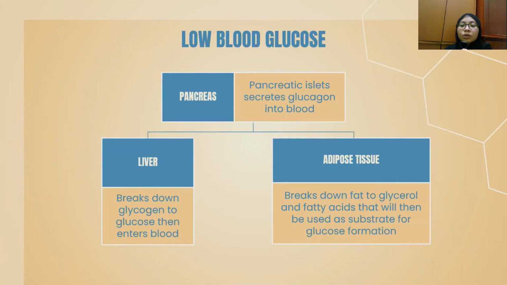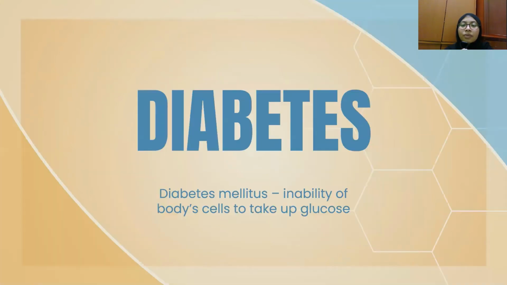Next, when the blood glucose level is low, the major target tissues of glucagon are the liver and adipose tissue. Glucagon will stimulate the liver to break down glycogen to glucose and to use fat and protein as energy sources instead of glucose. Whereas adipose tissue cells break down fat to glycerol and fatty acids. The liver will take this up and use them as substrates for glucose formation. In this way, glucagon raises the blood glucose level.